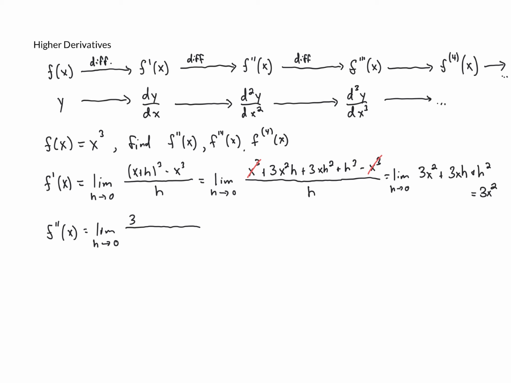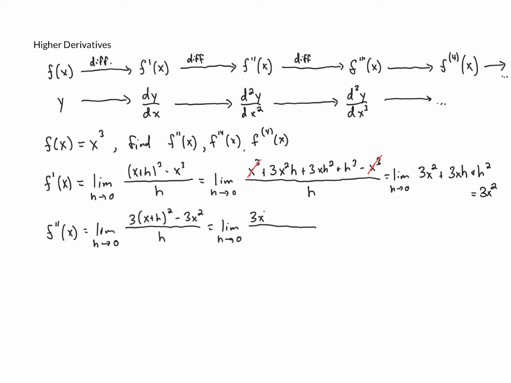So this is going to be 3 times (x plus h) squared minus 3x squared, all over h. Now we can go and expand that first part of the numerator out. It's going to be a perfect trinomial square. We're going to have to multiply that by 3. I'm just going to do all this in one go.